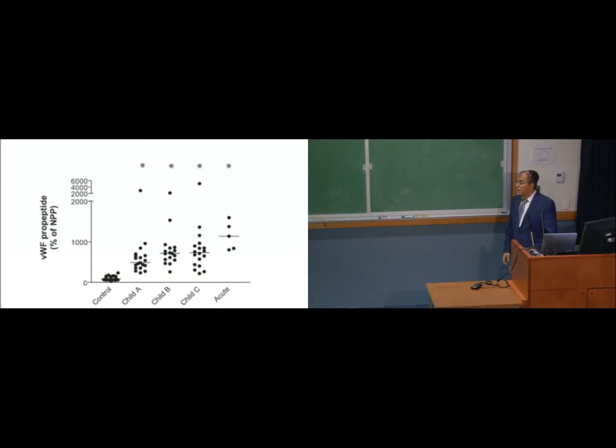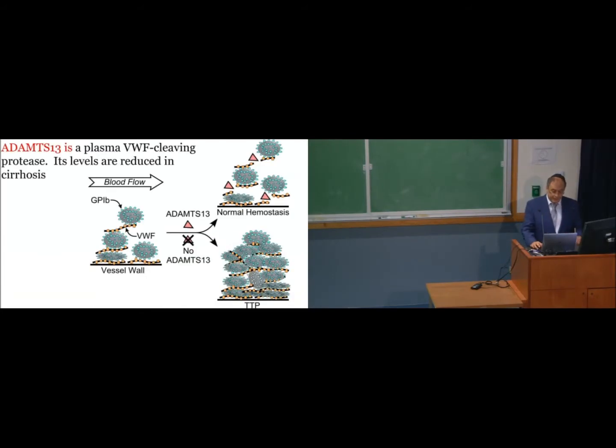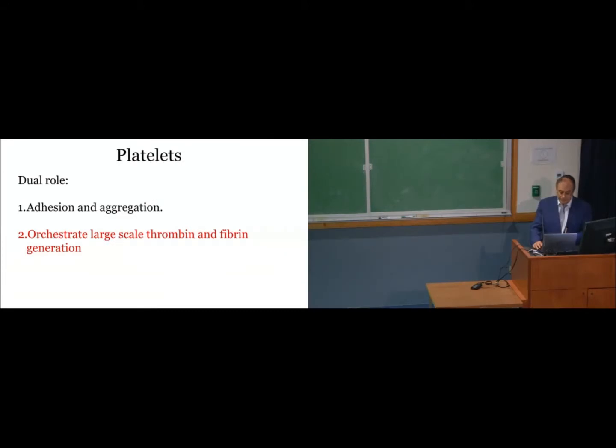They attributed this hyperaggregability to the elevated level of von Willebrand factor. We know that von Willebrand factor is not synthesized in the liver, but rather by other cell lineages, and its primary inactivator or proteolytic enzyme, known as ADAMTS13, its levels are known to be low in cirrhosis, thus leading to this excess hyperaggregability.